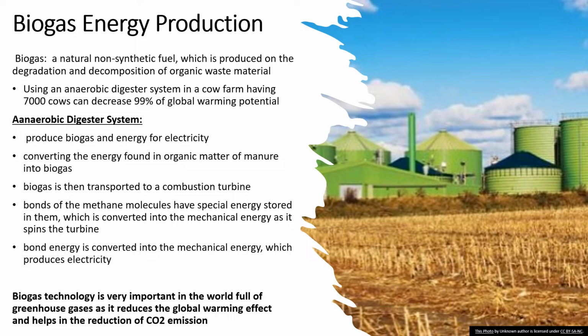the energy for electricity. Some special role is played by these digesters, which have a unique way of converting the energy found in the organic matter of the manure into biogas. This biogas will then be transported to a combustion turbine. The bonds in those methane molecules have special energy stored in them, which is converted into mechanical energy as it spins the turbine. And lastly, the mechanical energy actually produces electricity.